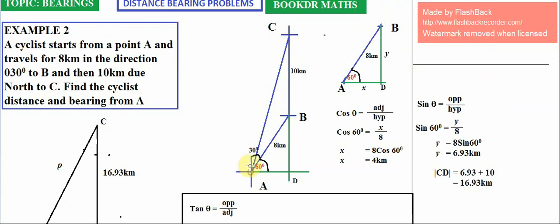The bearing from A is from the north pole of A up to this point. Don't confuse yourself. It is not 30. The 30 there represents the whole thing up to the B line. Remember when we were sketching it, it's the whole thing up to the B line. But this time around we are looking for the small angle here. Let me even extend the north line at A.